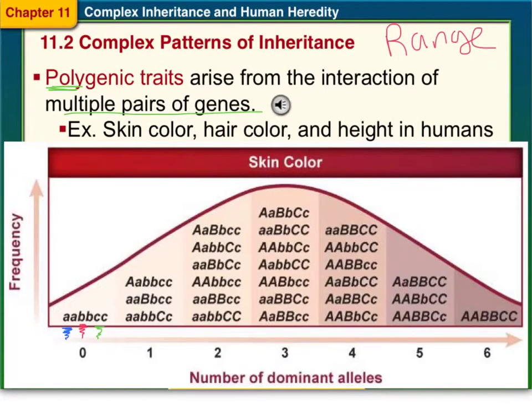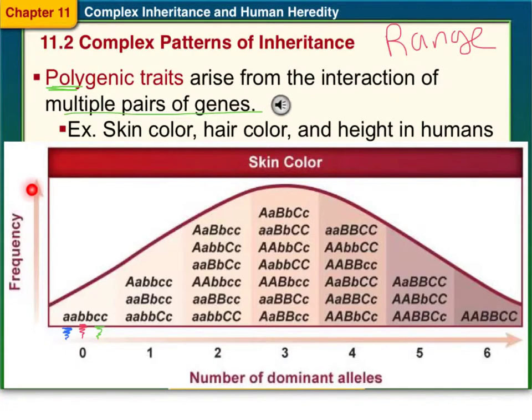If we take a look at this diagram below, on the x-axis we have the number of dominant alleles, from no dominance all the way up to 6. And over on the y-axis we have frequency, so how many individuals with that phenotype you see in the population.